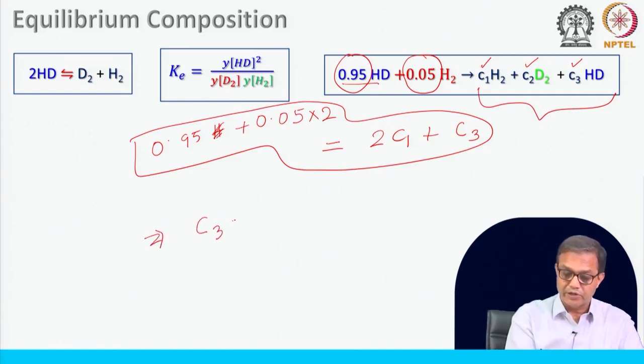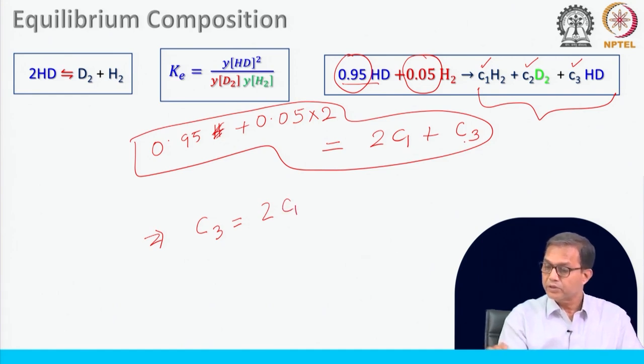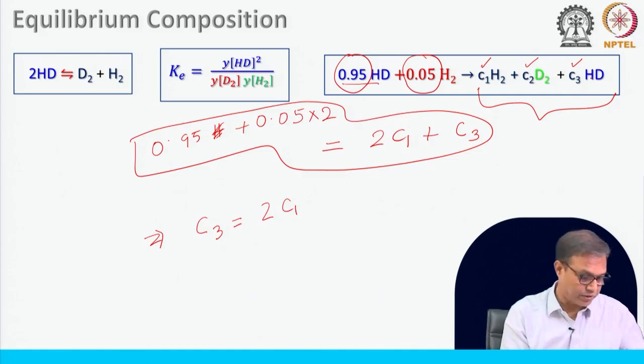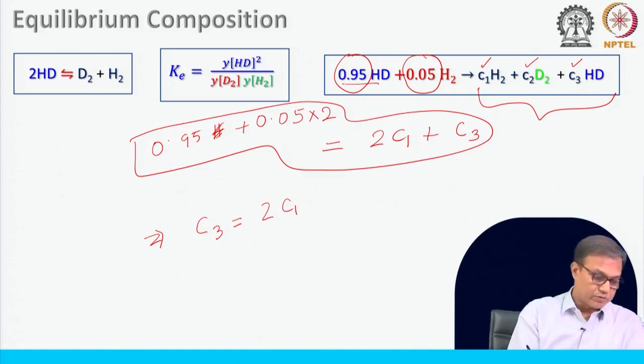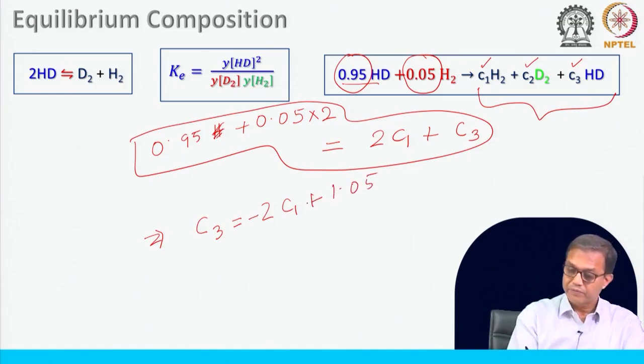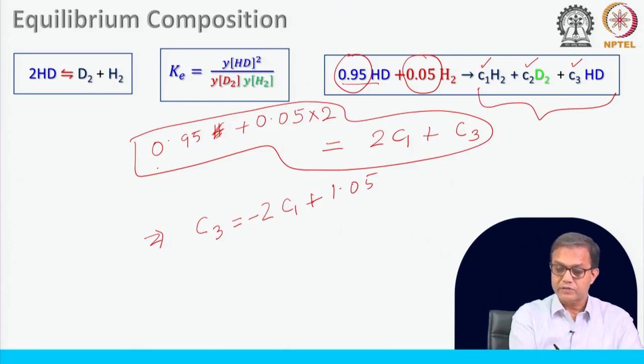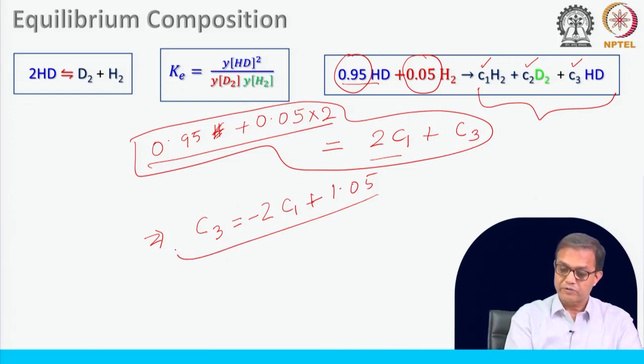So, C3 can be written as C3 equals 2C1, I am sorry, this is 2C1 and this is C3. So, it becomes C3 equals 2C1 plus 1.05. So, if we add these two on this side and on this side, it would be 2C1 plus C3 equals 1.05, that is, C3 equals minus 2C1 plus 1.05. So, this is one equation which involves C3 and C1.